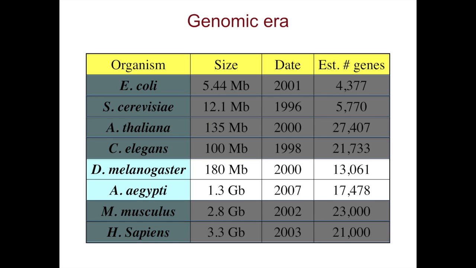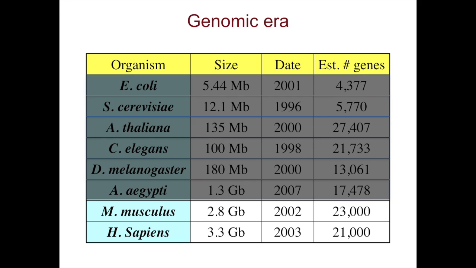Both are insects, and they both are dipterans, and dipterans simply means that they have two wings. And you can see, although they have a basically similar number of genes, Aedes aegypti has a much larger genome. And why that is, is still a mystery, but I think it's something that is very interesting.